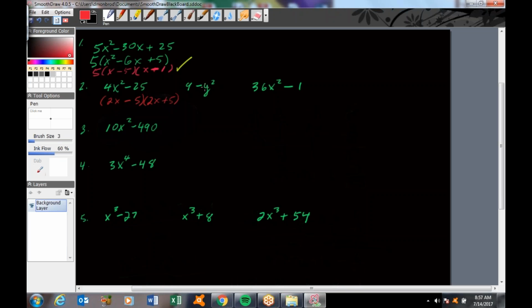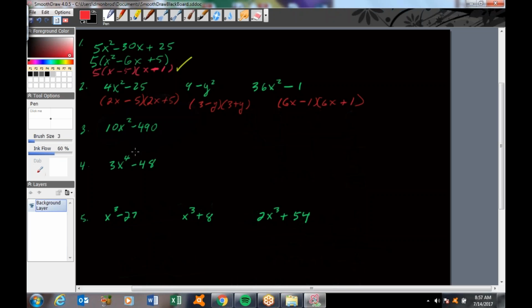This next one is 9 minus y squared, so identify the squares here. It looks like we have 3 squared and y squared, so this answer would be 3 minus y and 3 plus y. This next one, again, we notice we have the perfect square, so the square root of the 36 would be a 6, but I need the x to go with it. So 6x and 6x. And then the 1 is a 1, so the square root of 1 is 1. So 1 plus, 1 minus. And those would be my answers for those.